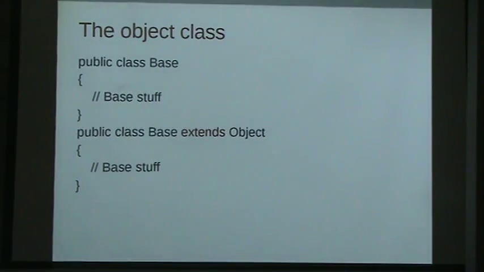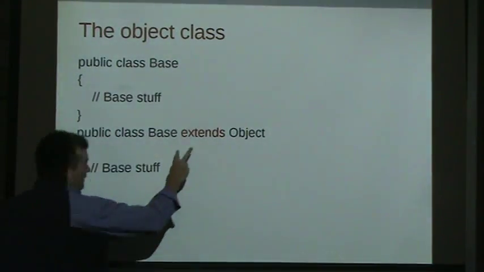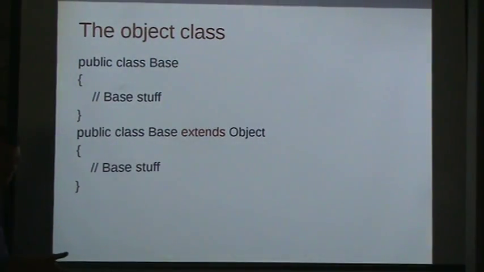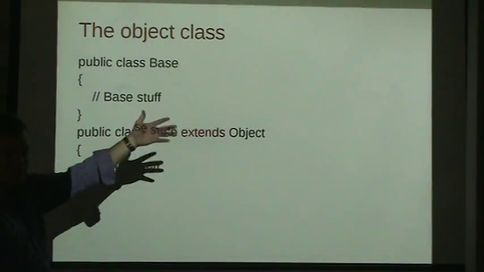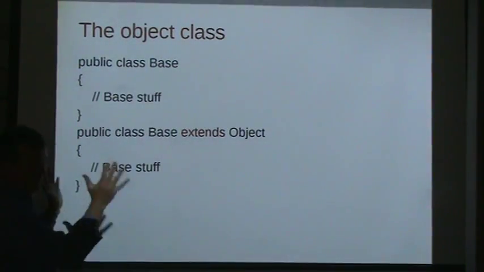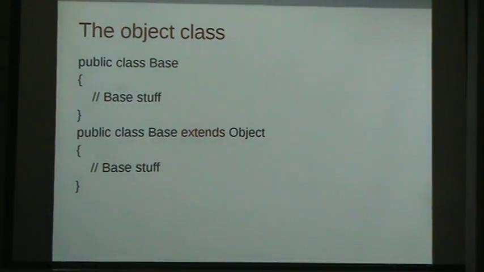So anytime you don't inherit from a class, you automatically inherit from object. And if you do inherit from a class, that one will have inherited from object. Or inherited from something that inherited from something that inherited from something that eventually inherited from object. So everything will eventually inherit from object.